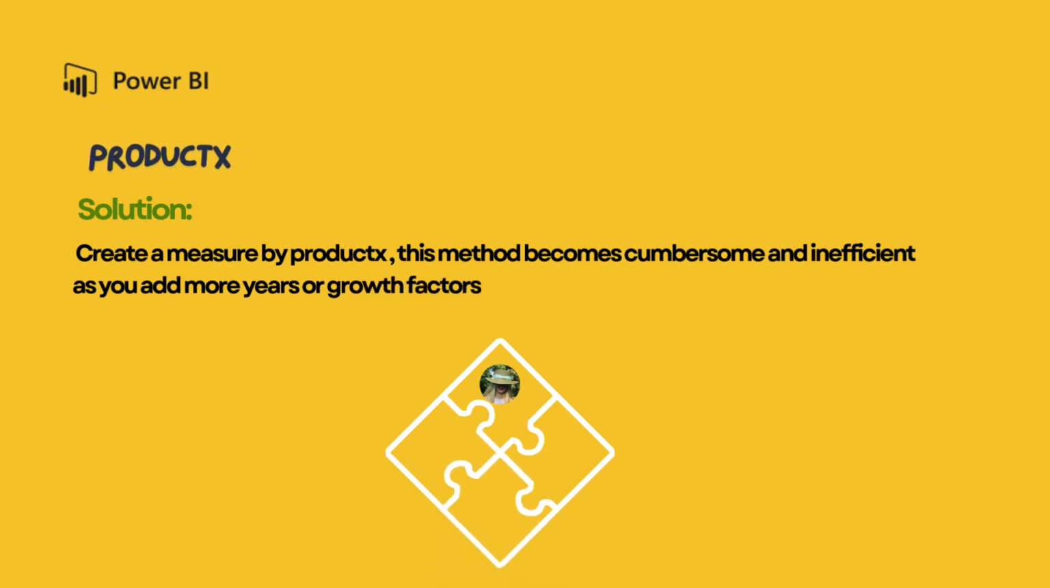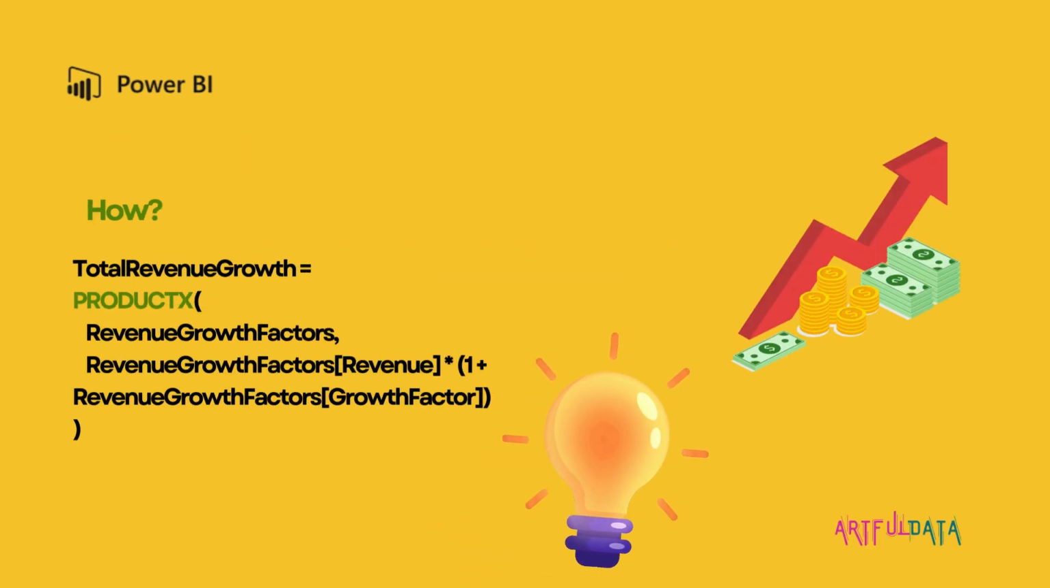So we simplify by using PRODUCTX, which helps us iterate over a table of revenue and growth factors. In this formula, we calculate total revenue growth. PRODUCTX takes each row in the revenue growth factor table, multiplies the revenue by the corresponding growth factor, and returns the total revenue growth in one streamlined calculation.